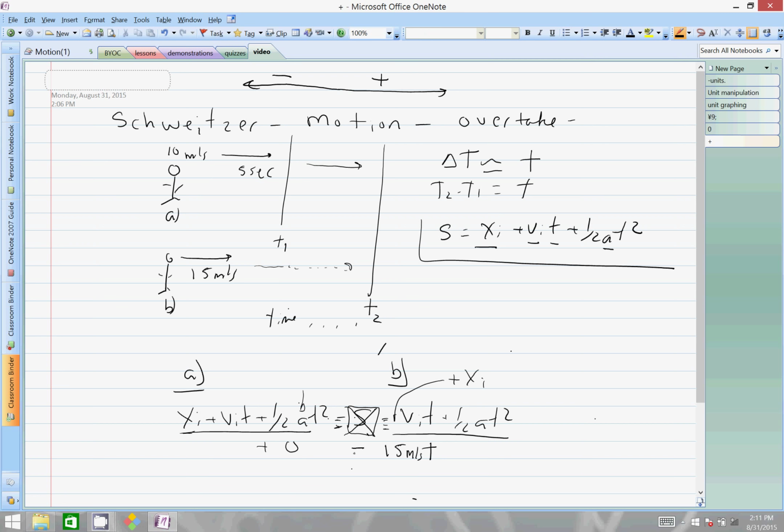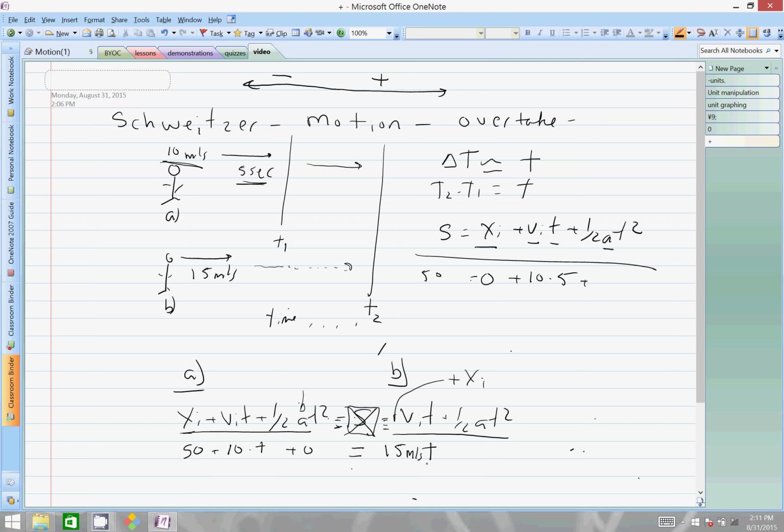And then this guy: how far a head start did A get? Well, it didn't say how far they went, but they went 10 meters per second for 5 seconds. Let's use our distance formula. We got 0 for the initial location, 10 meters per second, 5 seconds, and it's not accelerating. So 10 times 5 is 50. 10 meters per second for every second, 5 seconds is 50 meters. So in this case, x_i is 50 plus, again, 10 meters per second times my time.